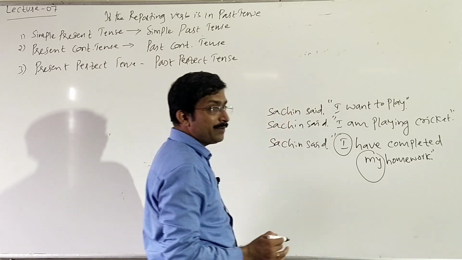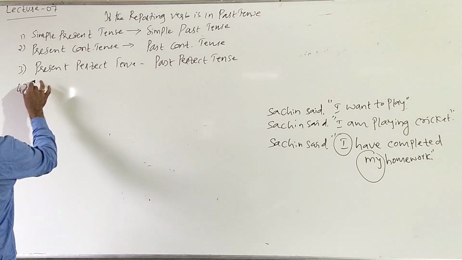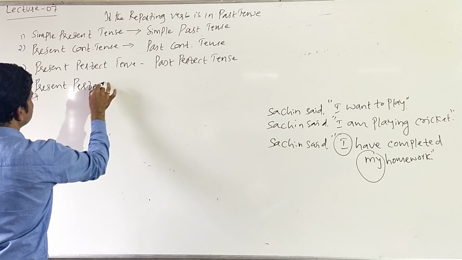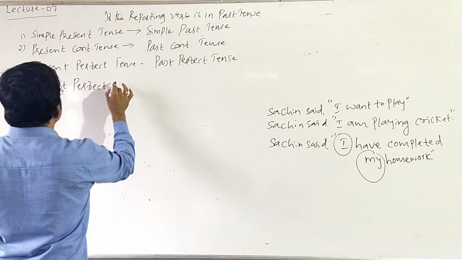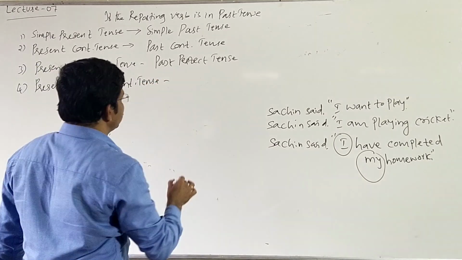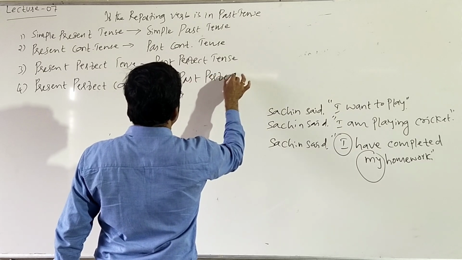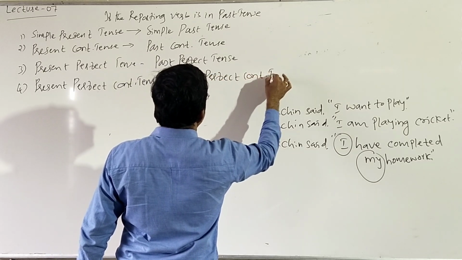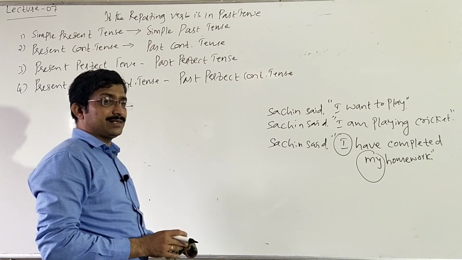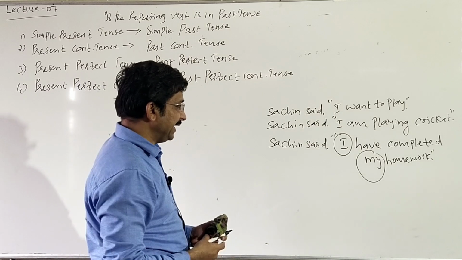Next, the fourth one, present perfect continuous tense, is changed into past perfect continuous tense. That is why the knowledge of tenses is very important while transforming from direct into indirect.